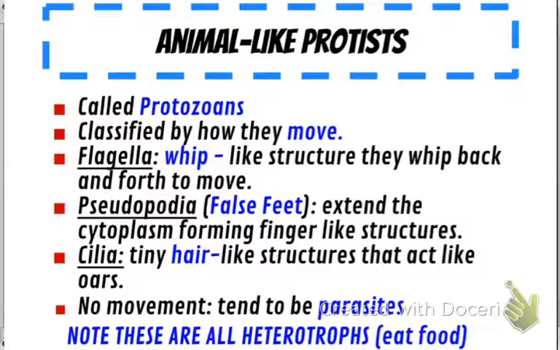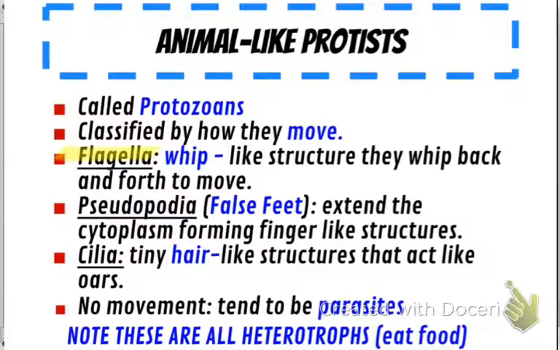The first type of animal-like protist, or protozoan, that we come across are those that move using their flagella. Now, flagella is that whip-like tail. This is now the second or third time that we've talked about this. We saw an example with the bacteria. It's a whip-like tail that allows a protist to move. It either whips counterclockwise or clockwise, which allows that movement to occur.